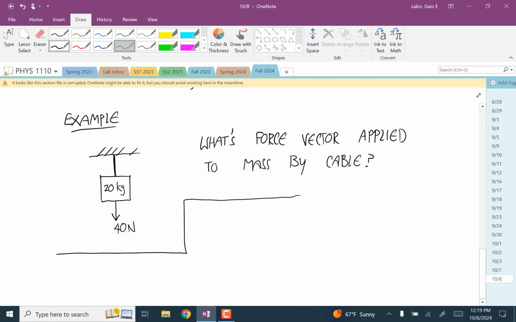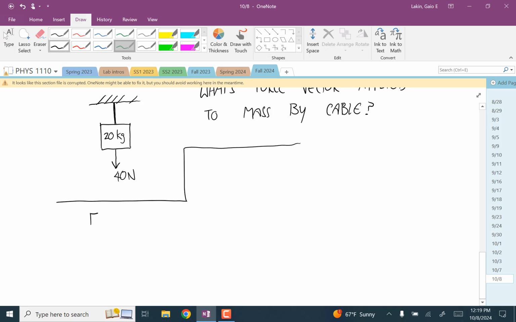So I gave you 3 steps to do. The first one is to draw a free body diagram of the body. Then we have to figure out what we know about the acceleration, and then we'll put it into Newton's second law. So first I'm going to do the free body diagram of the mass.